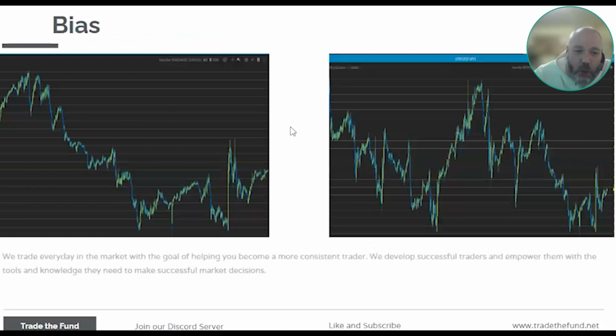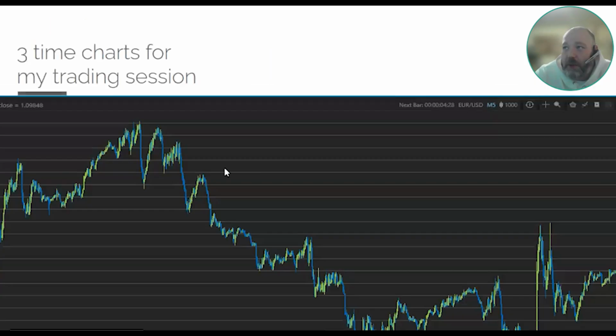So bias, of course, is, we want to establish what the trend is and what our bias for our trade setups are going to be. So a couple of just pictures of earlier throughout today, and some historical data we'll go over as well. One thing that actually helped me a lot with establishing bias is that I always look for three time charts that are in our three time charts for my trading session or window.